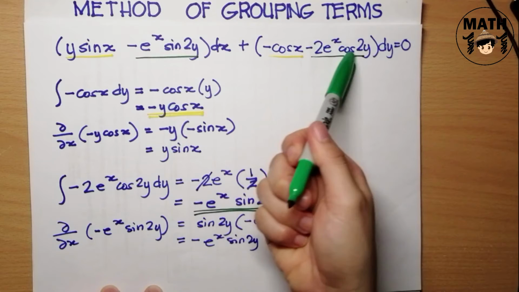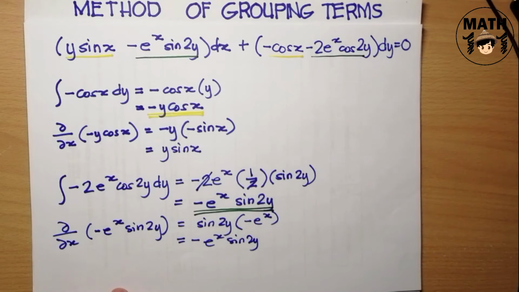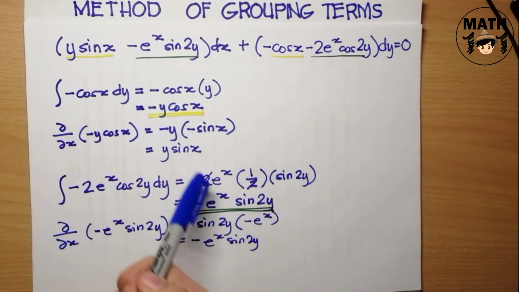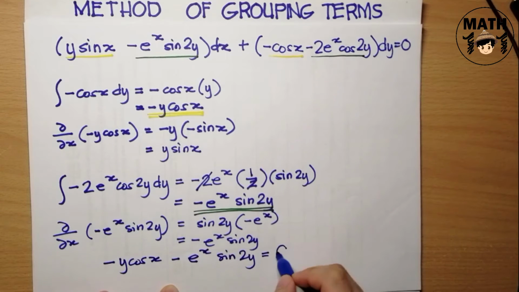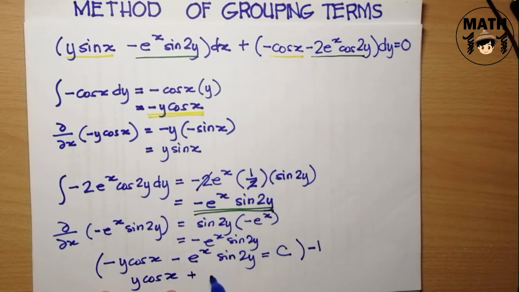Notice na na-consider na natin lahat ng terms. So, tapos na tayo. Pagsamahin na lang natin yung nakuha natin kanina. Negative y cosine of x minus e raised to x sine of 2y equals a constant. Gawin na natin tong positive by multiplying the whole equation by negative 1. Y cosine of x plus e raised to x sine of 2y equals negative 1 times a constant that is still a constant. So this is now the general solution of our differential equation.